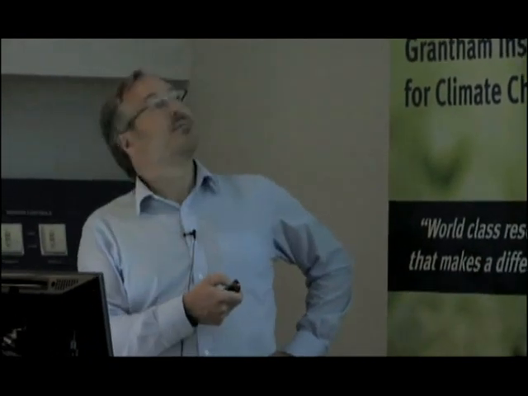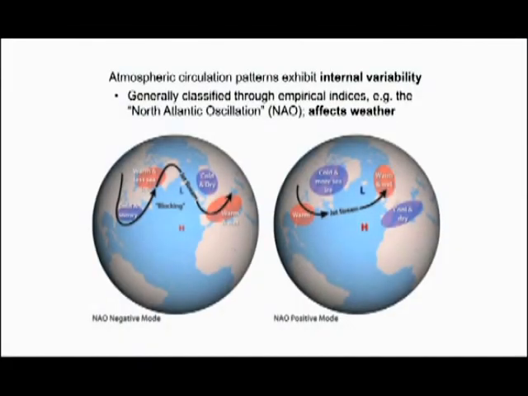So you've probably heard of the North Atlantic Oscillation, perhaps. Climatologists tend to classify the variability through these empirical indices. The North Atlantic Oscillation is defined by the contrast between the surface pressure in Iceland and the Azores, the Icelandic low and the Azores high.